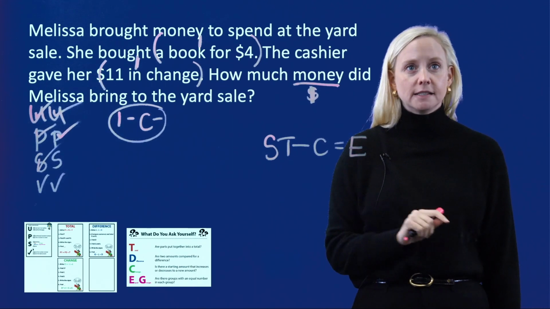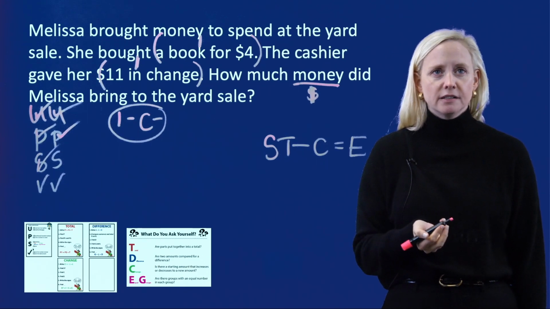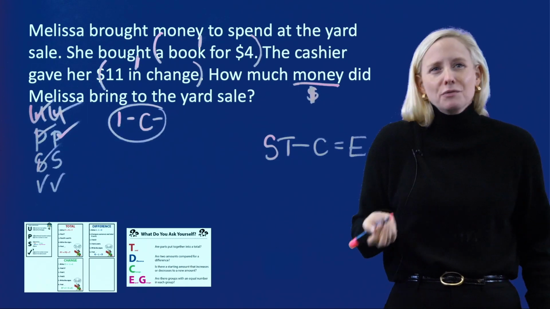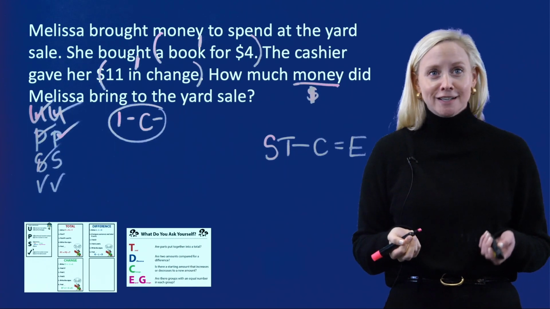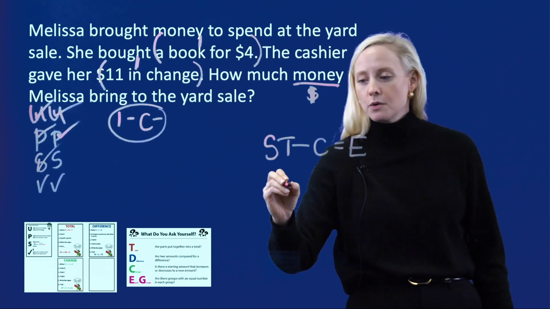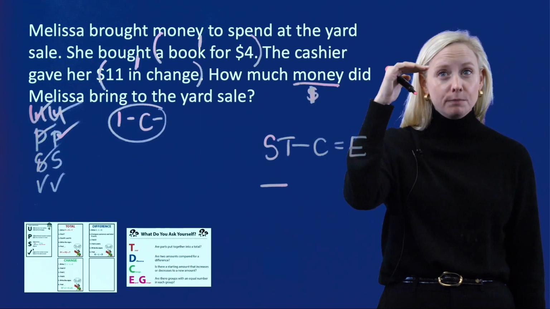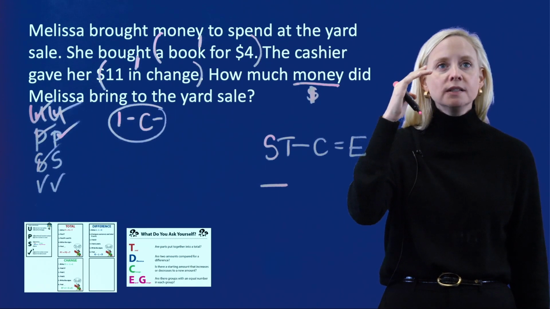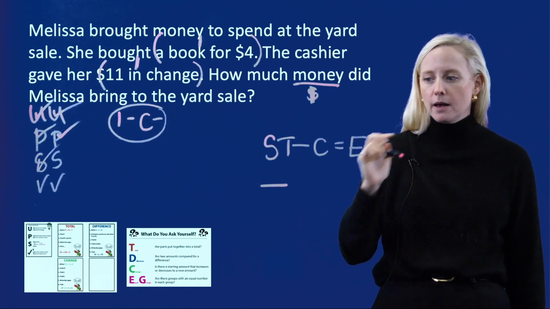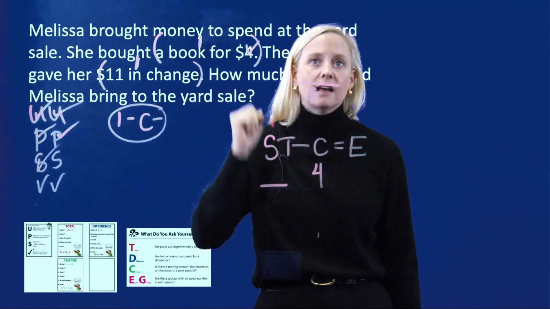Now I'm going to look for my start amount. Here it says Melissa brought money to spend at the yard sale. I don't know how much money she brought to the yard sale. She could have brought $50, $100. We don't know. So our start amount is actually our missing information. She brought some money, and then there was a change that happened. She bought a book. So I'm going to put a 4 under my change amount and check that off.